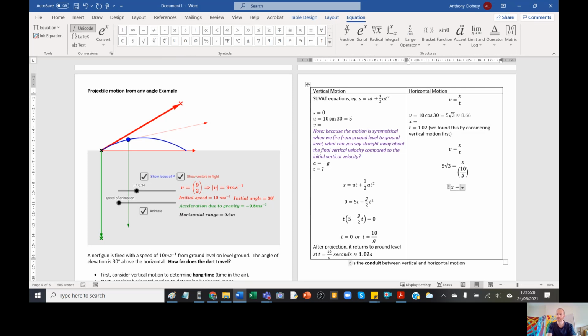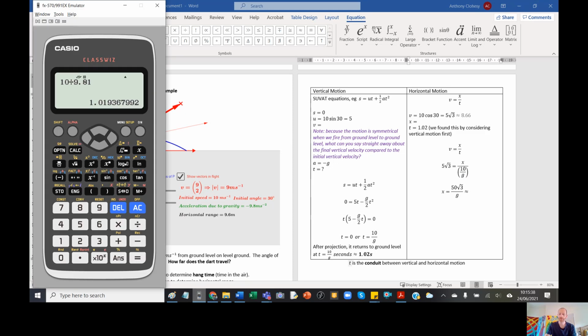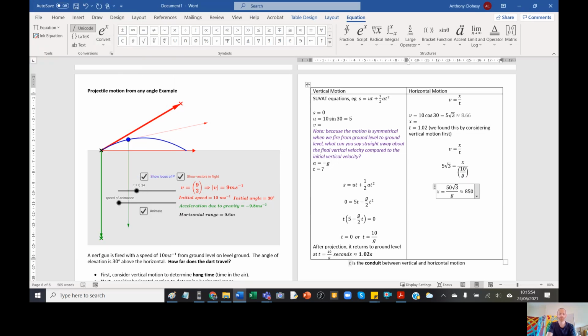I'm going to rearrange. We'll multiply by 10 over g. We get 5 root 3 times 10 over g, so 50 root 3 over g, and then we're going to put that into the calculator. So if I want 50 times root 3, and then multiply by 9.81, 850 to 3 significant figures. And the first thing I noticed there is that that answer doesn't make much sense. I've obviously done something wrong. It's almost certainly something to do with the calculation that I've carried out.